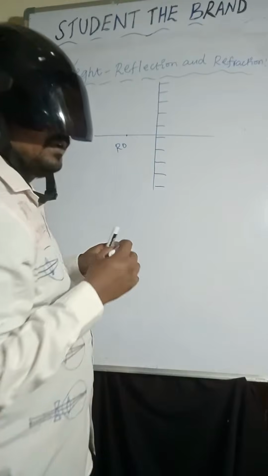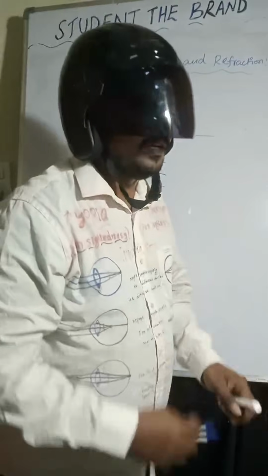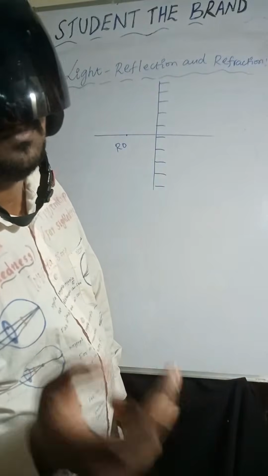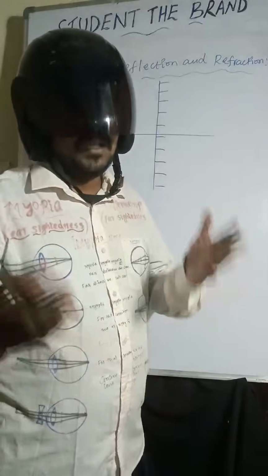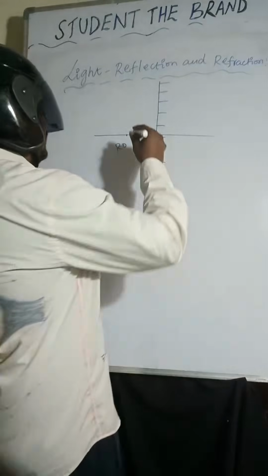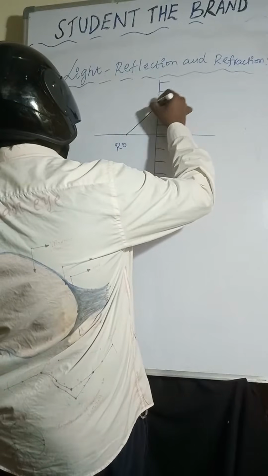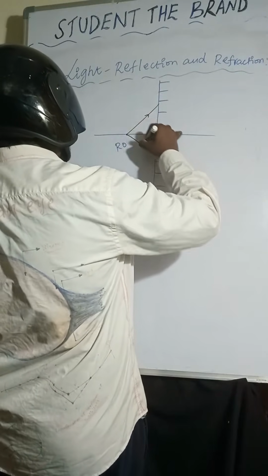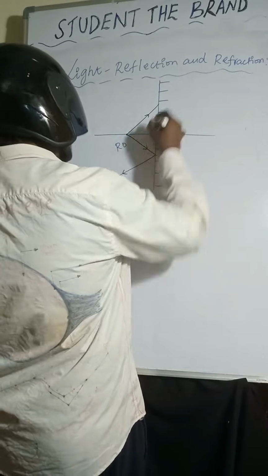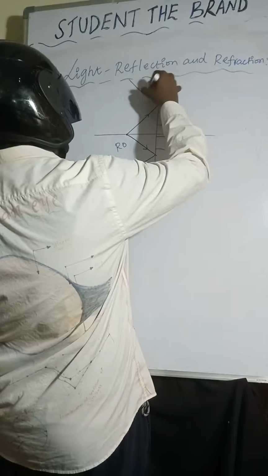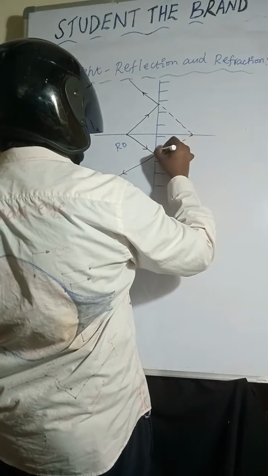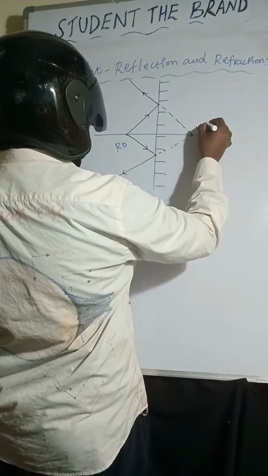How many light rays are required to form the image of the object? A minimum of 2 light rays is required. So I'm taking 2 light rays. You can observe here: one light ray I'm taking like this, and one more light ray. They will be reflected back like this. If we extend these reflected light rays, they meet at one point. So this is the virtual image.